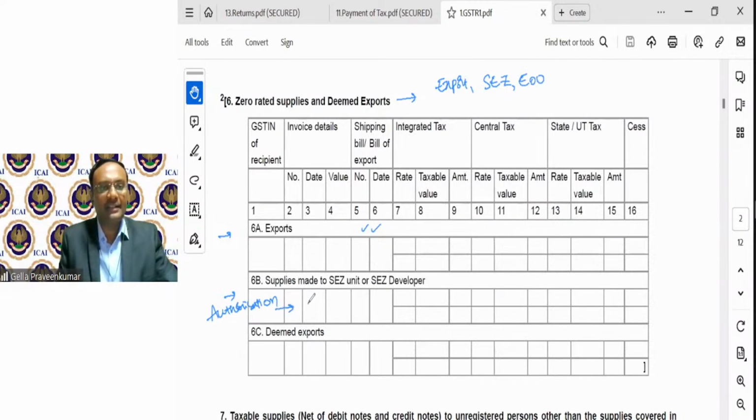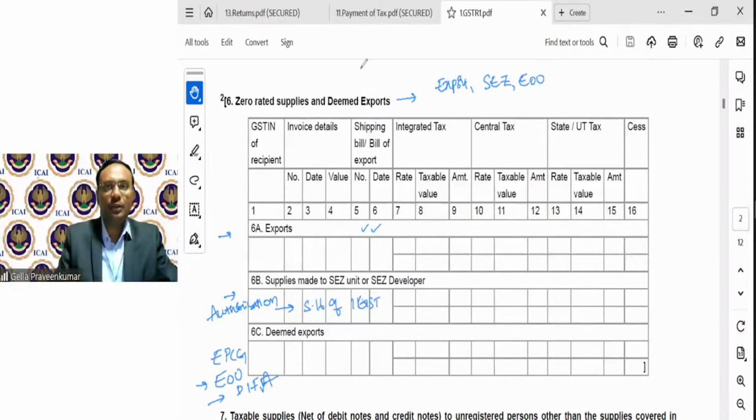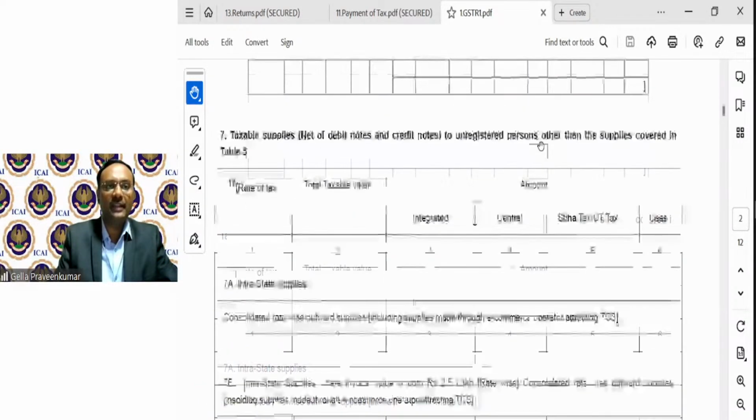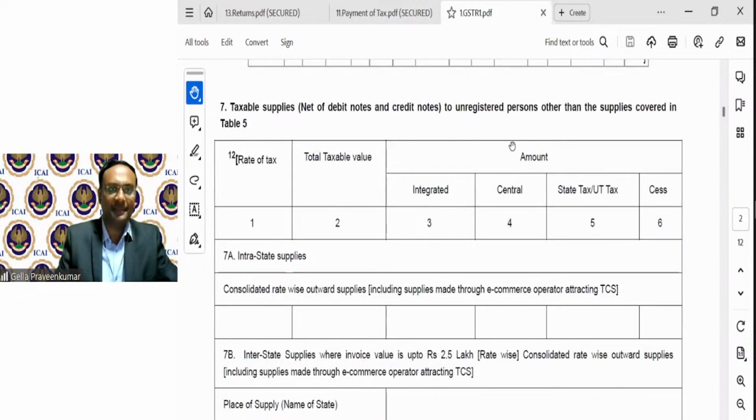Now, please keep in mind, Section 16 of the IGST Act, with effect from October 2023, this amendment came into picture. Deemed exports, all that: EPCG license, supplies against EPCG or to EOU or DFIA. In customs, when I deal with DFIA, I'll explain these provisions of EOU or duty free import authorization, etc. Table 6 talks about those transactions in relation to exemption under Section 16.